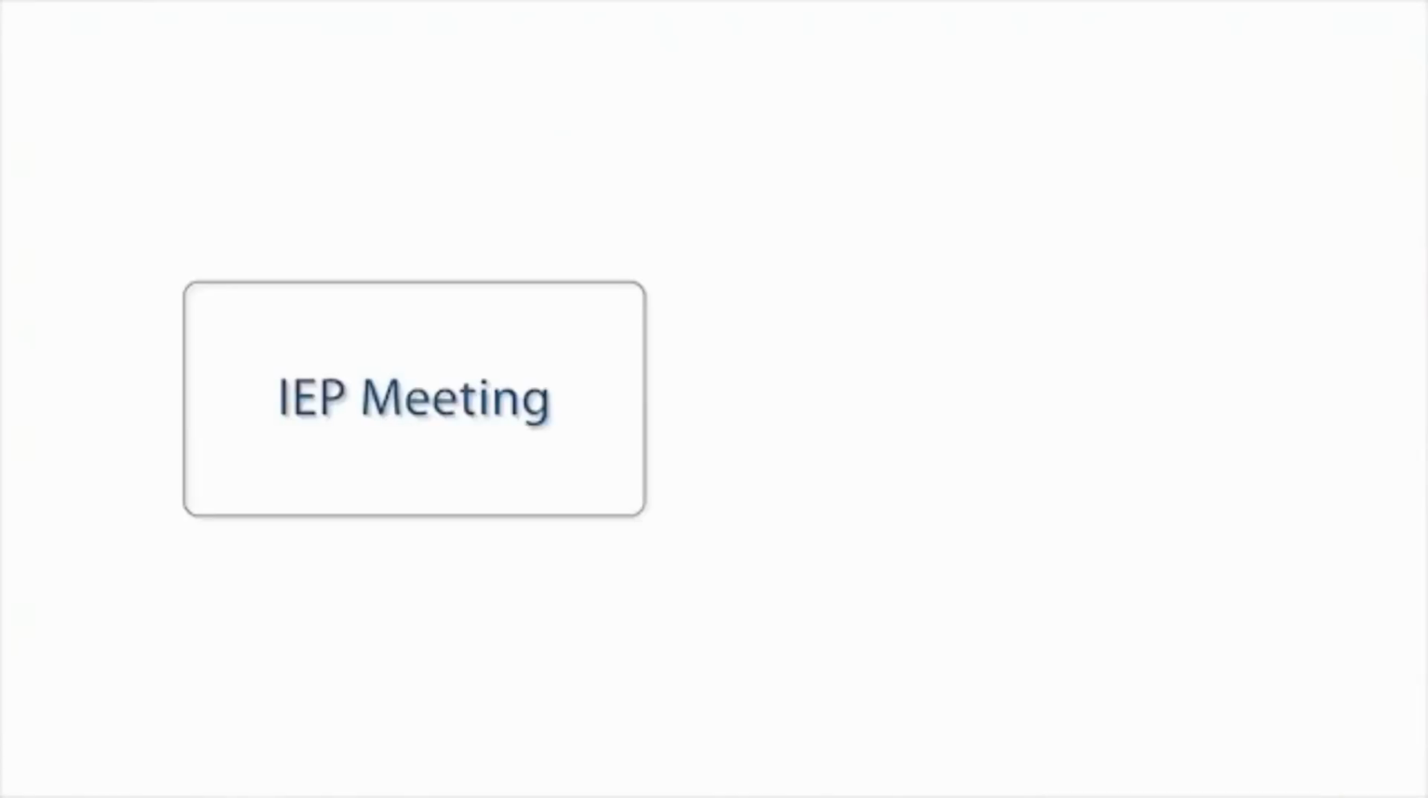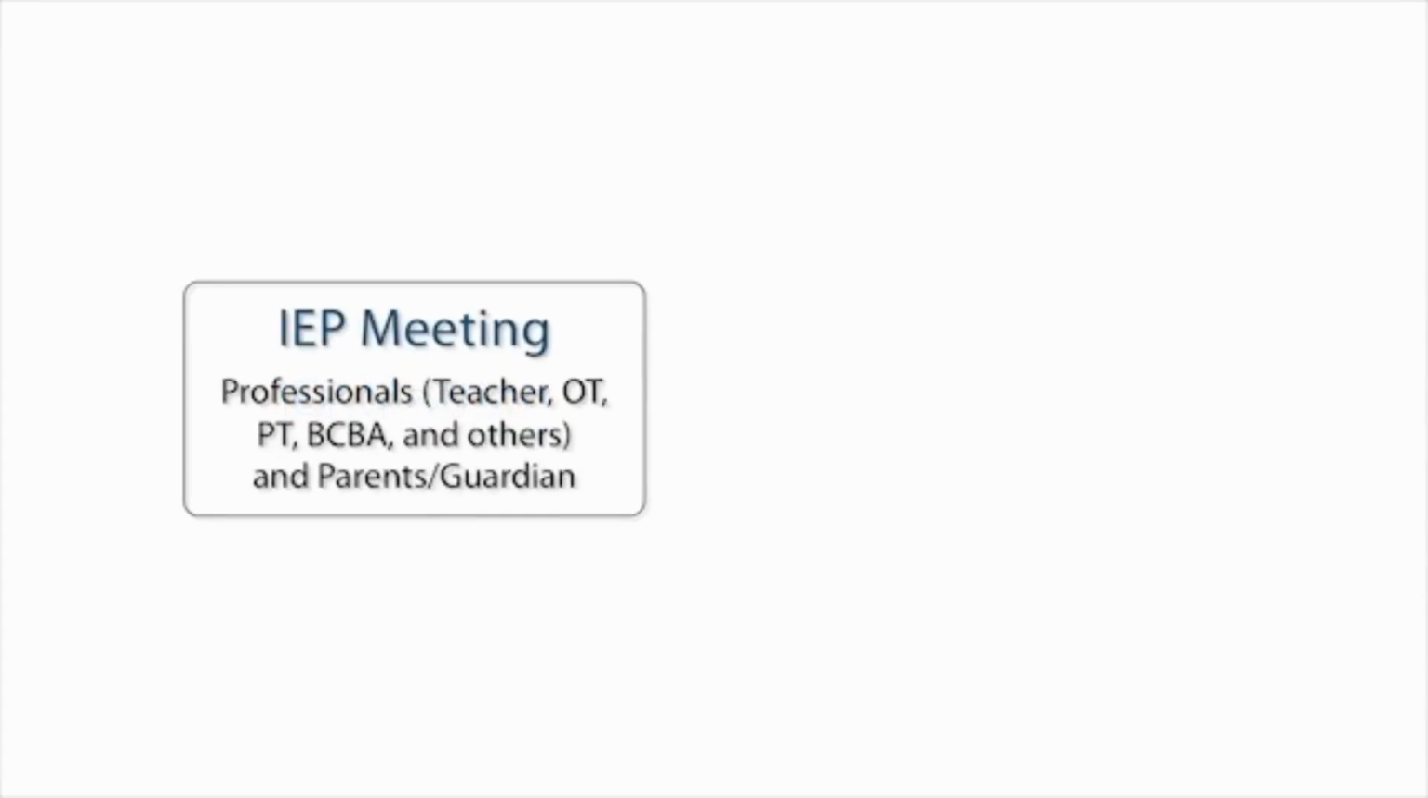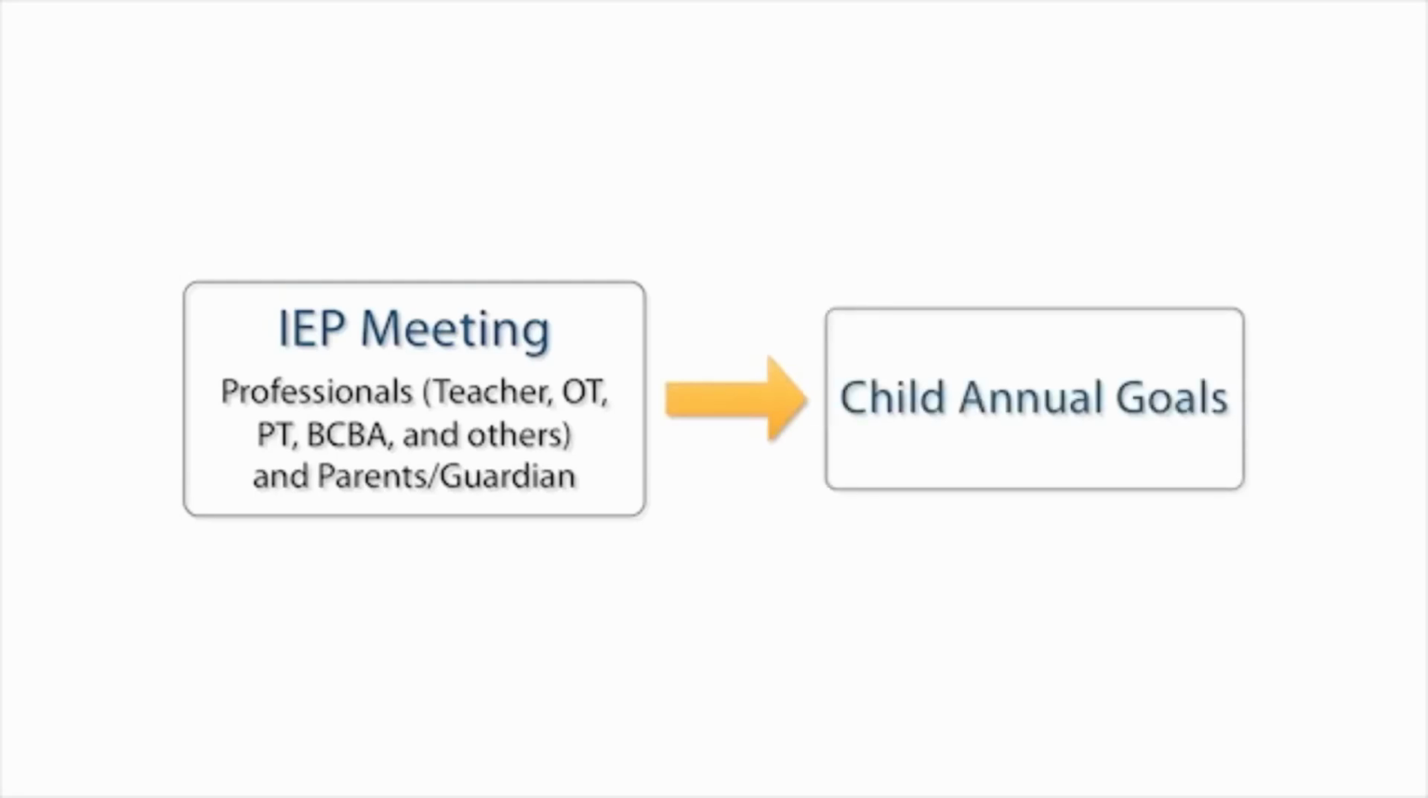Now, as we mentioned earlier, an IEP meeting is held for each child who is eligible for special education services. This meeting includes all the professionals involved with that child, like the child's teacher, an occupational therapist, a physical therapist, a behavior specialist, and perhaps a speech therapist. This meeting also includes that child's parents. The outcome of the meeting is a list of specific therapeutic and educational goals for that child, along with a plan for how to accomplish those goals and which professionals will be responsible.